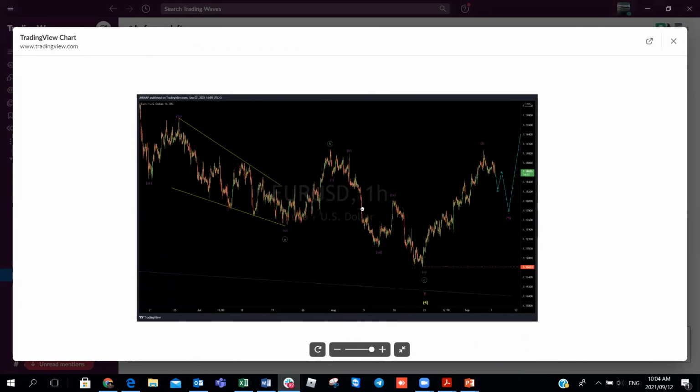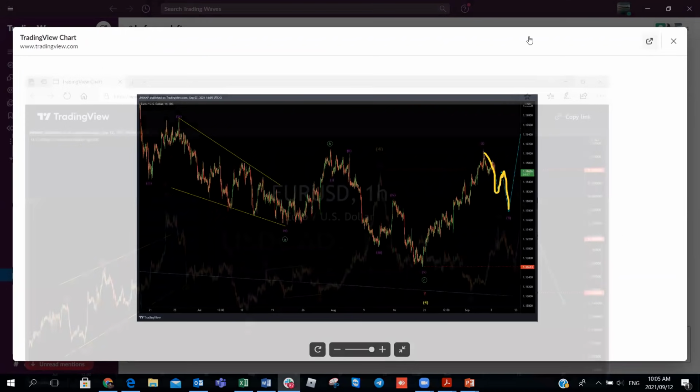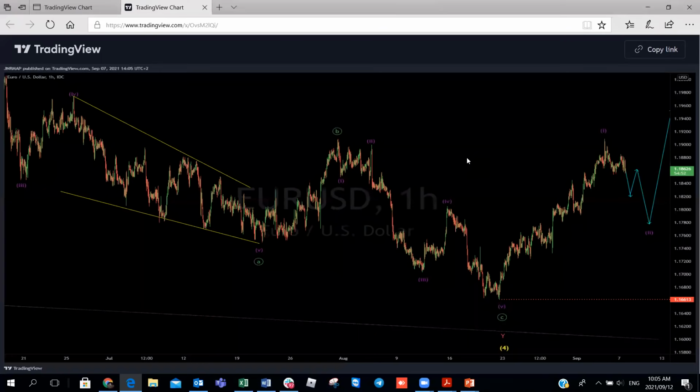Now this is the setup on Euro US dollar midweek. If you look at the chart here, this was the 7th of September. We were looking for this to push up here, pull back here and give us a three-wave structure. So far, we have a move down, a pullback here, and it looks like we are going to get this move to the downside. Let's get this chart up so you can see it clearly. So this was the forecast.